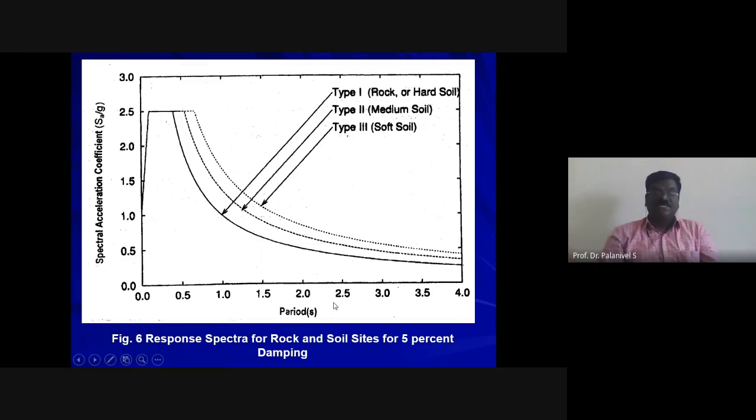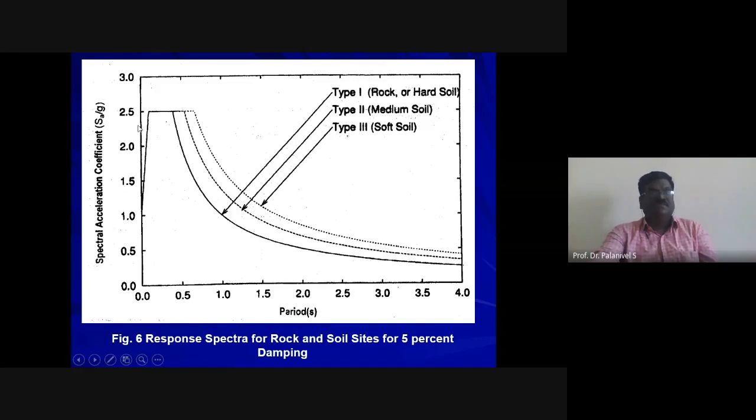But in IS 1893, 2016, to calculate the design lateral loads by the equivalent static force procedure, they have made a small modification to the response spectrum. What is that modification? What have the experts done? There is this curve, this part of the curve which is closer to the ordinate.